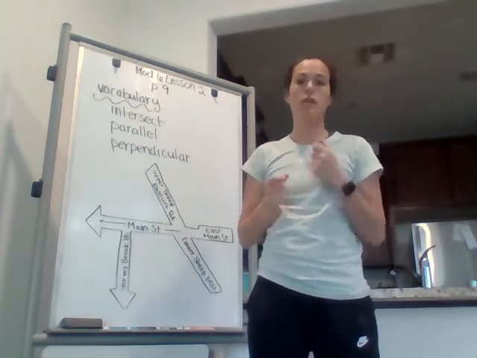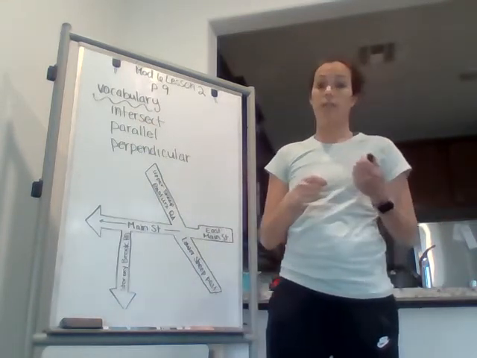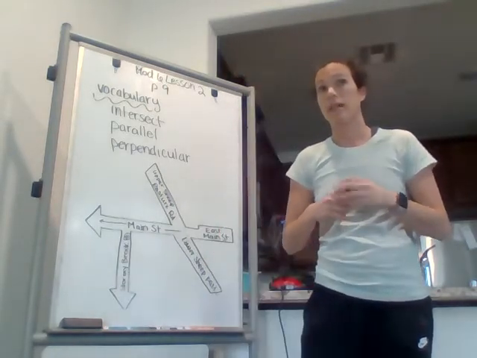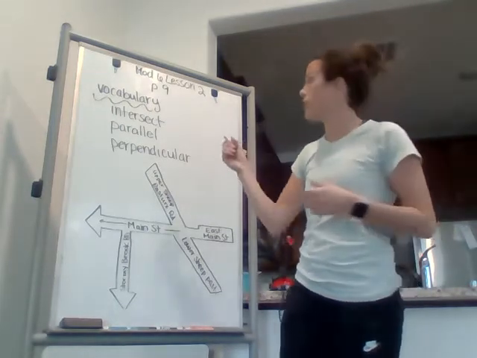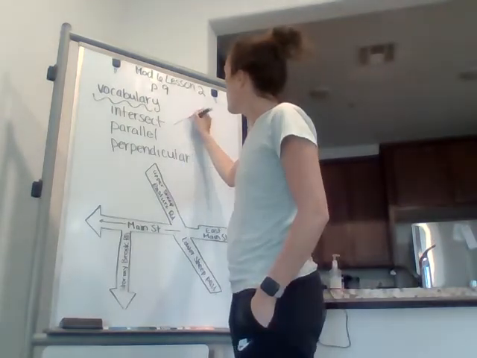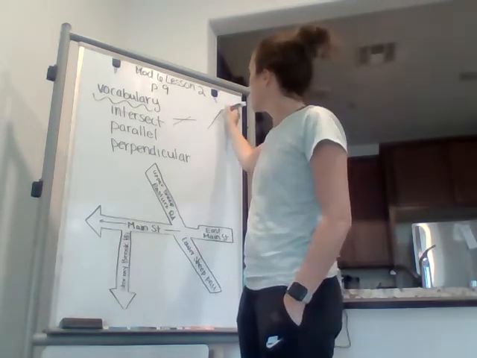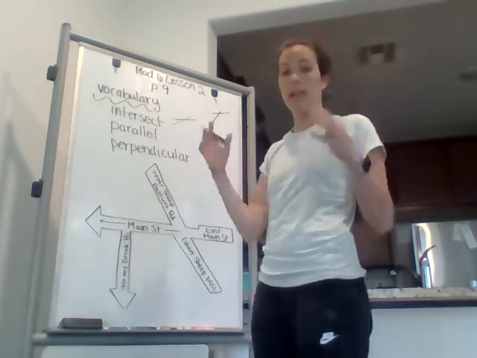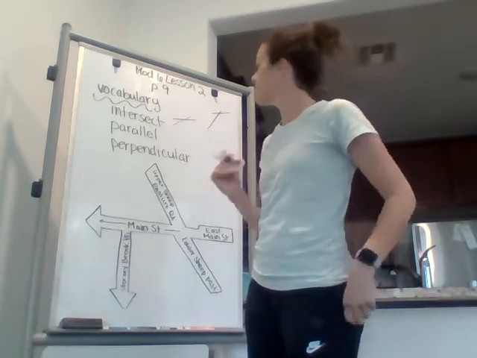Intersect. So think about what the word intersect means. Think about words that have intersect in it, like intersection. Take a second, think about it in your brain. It means to cross through. So these are intersecting lines. This is an intersecting line. Any lines that cross through each other are intersecting.